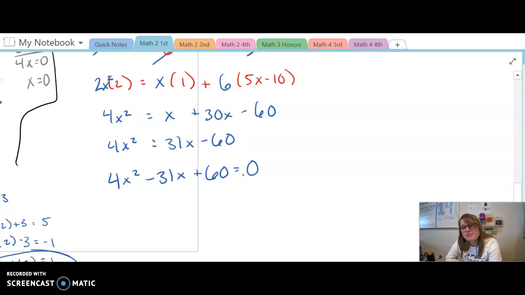And we don't have a GCF, but we can factor this. I want to see if we can graph this first, so I'm going to pull up Desmos and see if it is a nice number. If not, we're going to have to use the quadratic formula. So let's pull out Desmos.